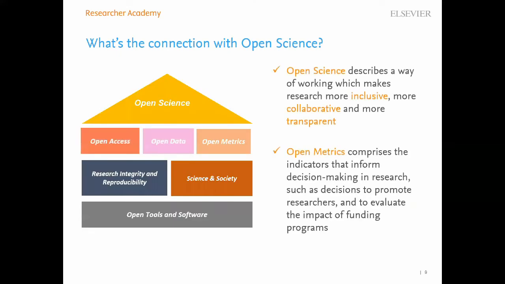In the diagram on the left here, you'll see a house of sorts. Open science is the roof of the building. It's a broad, overarching term under which sits a lot of initiatives. In the basement, we have the open tools and software which are underpinning those same initiatives. And those include open access, open data, and open metrics. And those three almost immediately pull you into ideas around research integrity and reproducibility, and science and society.